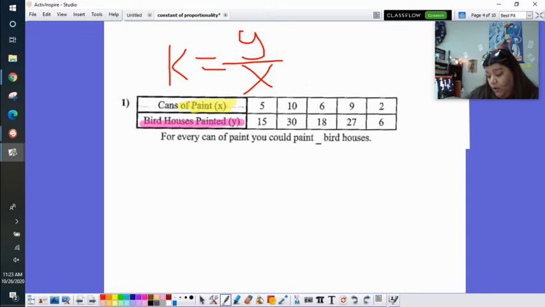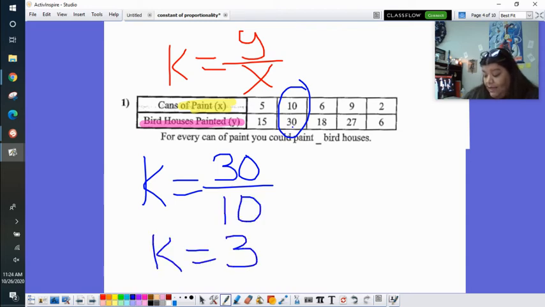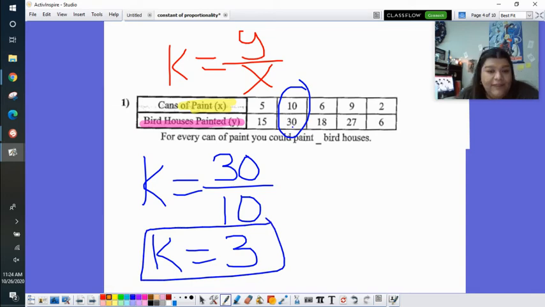Pick any set you want. You know which numbers I like? The ones that end in 0. But you can pick anything you want. All right, so I'm going to go ahead and do this math. Y is 30, that's on the coordinates that I picked, and my x is 10. And 30 divided by 10 is 3. See how that works? But like I said before, you can pick any set of numbers, okay?